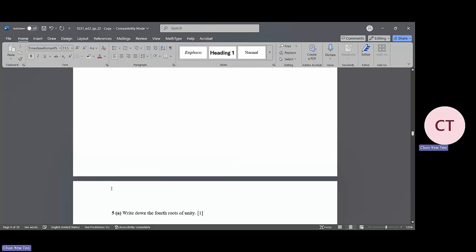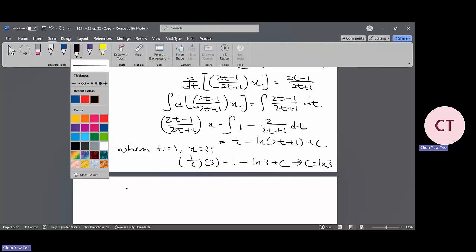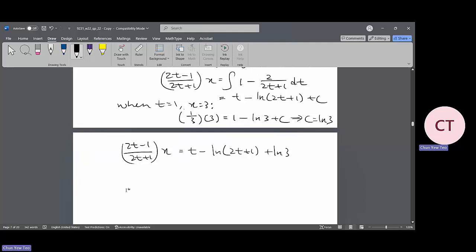Okay, we need more space. So after you found the c, just replace the c back. It will be like this: x equals t minus ln of (2t plus 1) plus ln 3. So we just join everything together. So you get x equals 2t divided by 2t minus 1. We just put a big bracket here. You combine everything together, it will be ln of 3 divided by 2t plus 1.